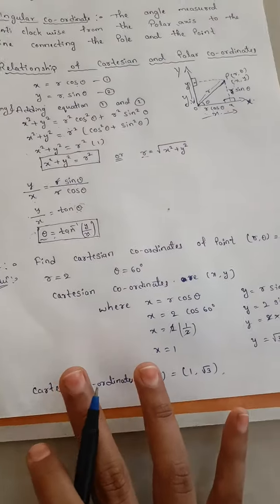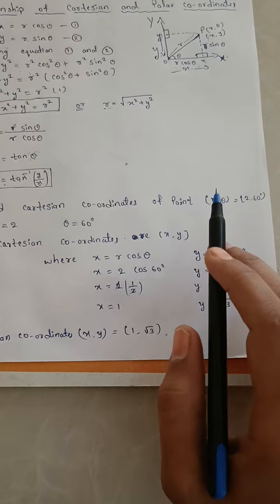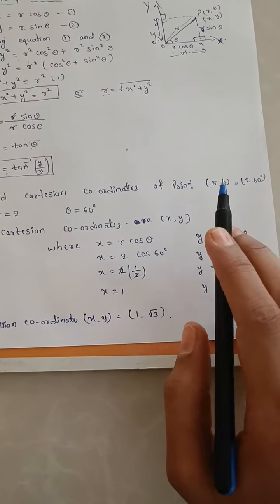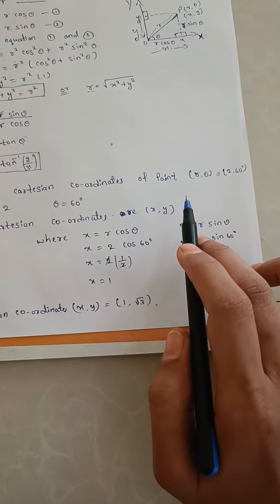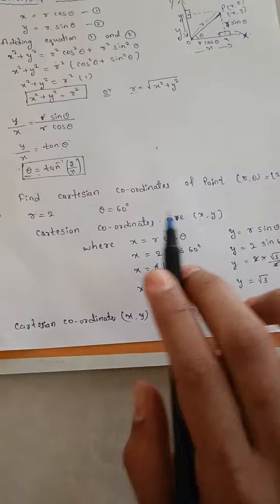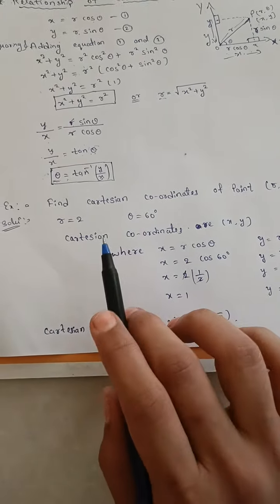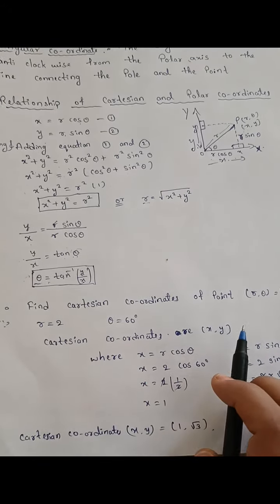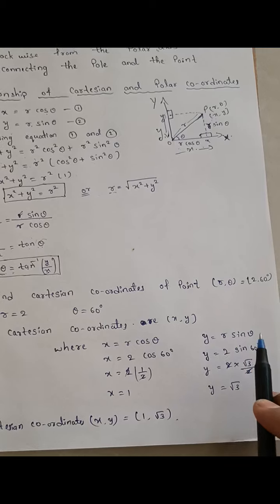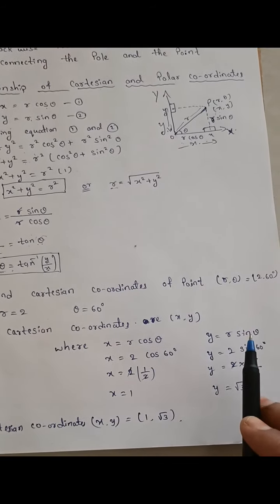Then see the example. Find the Cartesian coordinates of the point. By using the polar coordinates, we have to find the Cartesian coordinates. Polar coordinates means r comma theta. The r value is 2 and the theta value is 60 degree because it is an angle. This is the distance. Cartesian coordinates are x comma y, where we know that x equal to r cos theta, y equal to r sin theta. Always x equal to r cos theta, always y equal to r sin theta.